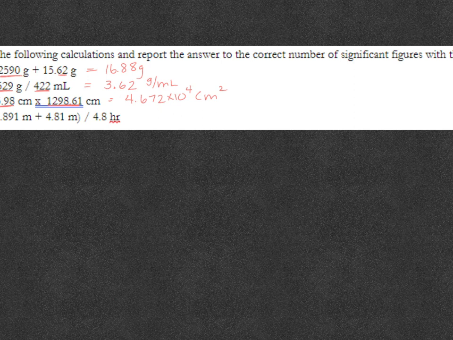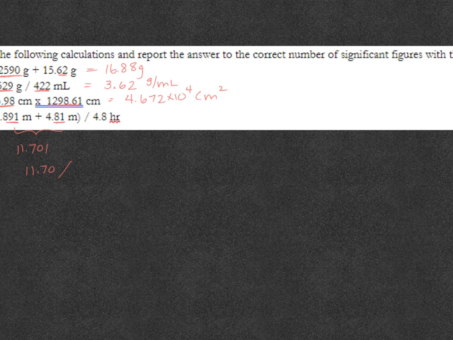Now for the last one, we have a mix of operations. I have addition, subtraction, and I have division. So the first thing you're going to do is follow order of operations. You follow your PEMDAS. So I add this together and I get 11.701. But that rule is going to be place. 2 past the decimal, 3 past the decimal. So this would round to 11.70.